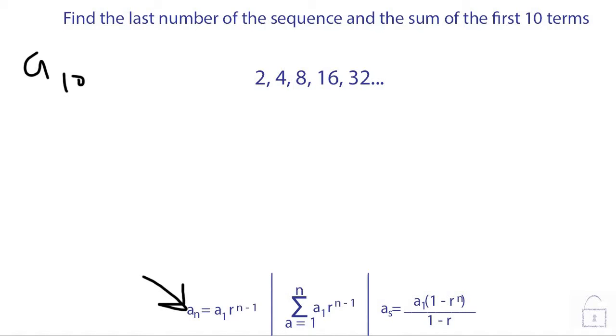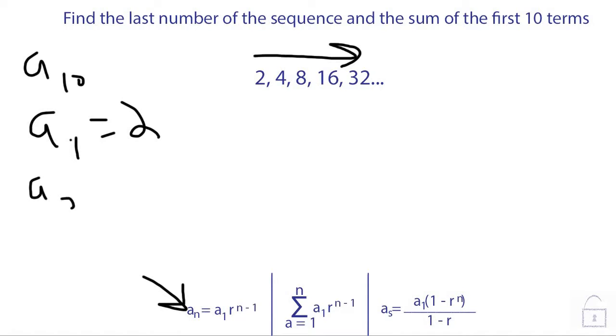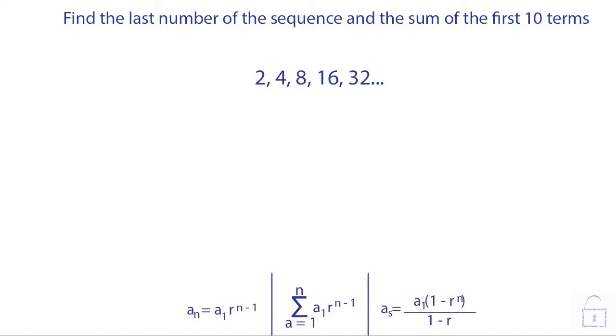Well, all of these are in sequential order. So a1 is equal to 2, a2 is equal to 4, a3 is equal to 8, and so on and so forth. Now that you know that, we can find our a1 value. a1 is equal to the first number, so 2. Now we need to find an r value.